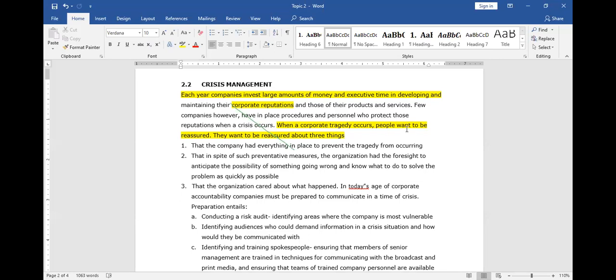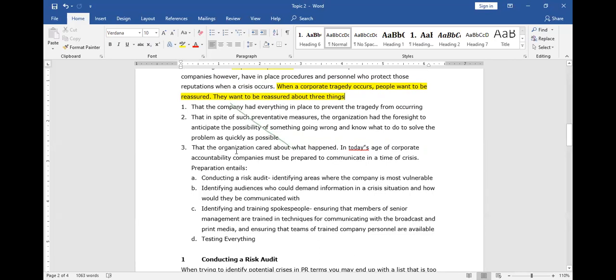So they want to be reassured, the customers or the employees, in short, we can call them the public. They want to be reassured that the company had everything in place to prevent the tragedy from occurring, and you don't have to worry about any crisis. They also want to be reassured that in spite of such preventive measures, the organization had the foresight to anticipate the possibility of something going wrong, that analyzing of trends was made, that preventive measures were taken, and that the company already knows that such a thing can happen. Thirdly, they want to be reassured that the organization cares about what happened or cares about what will happen. They care about you. That's what they want to be reassured.